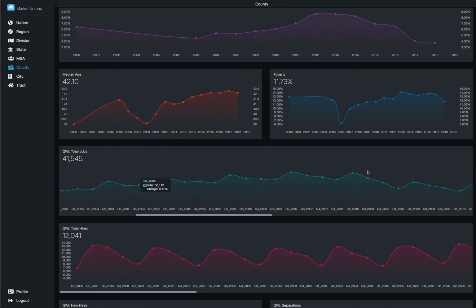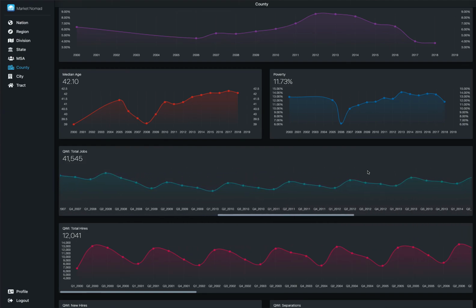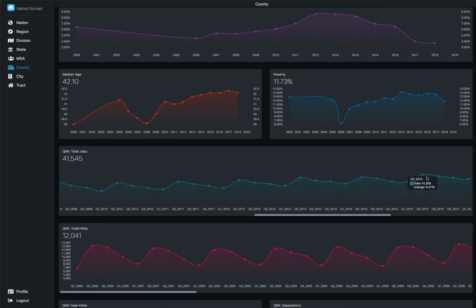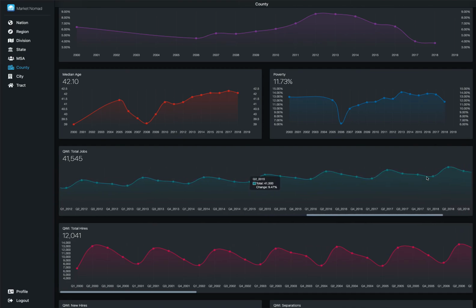Taking a look at the total jobs, we can start to see a pattern forming. In the second quarter of each year, there's an uptick in jobs, but it ends up declining throughout the year. Then every year, it seems to repeat the same behavior. Do you think this could be showing us signs of a good vacation rental market?